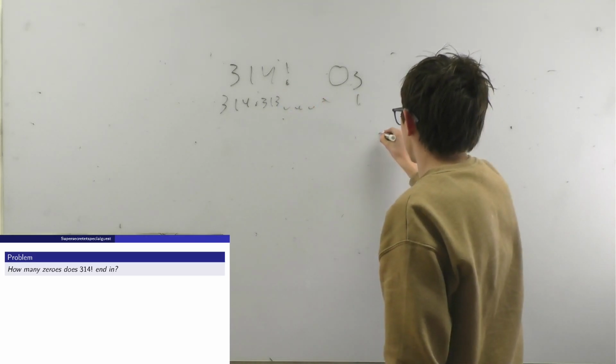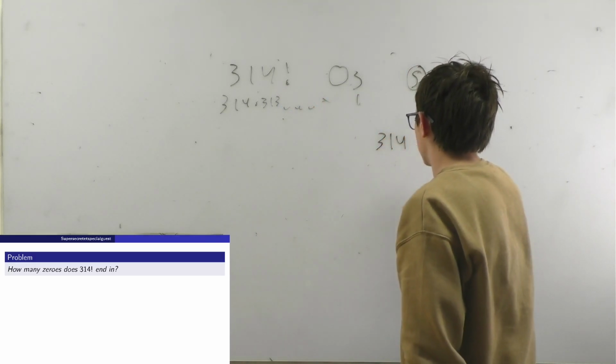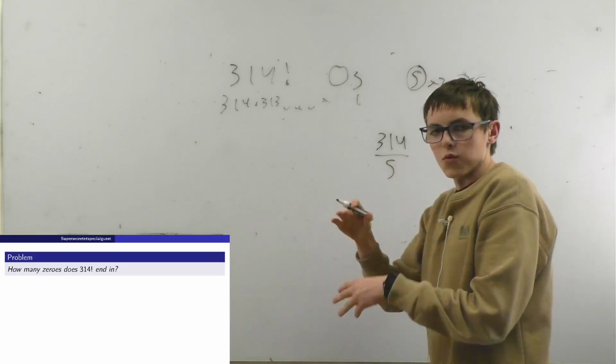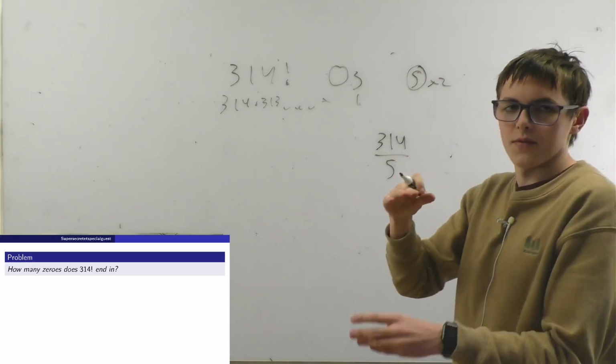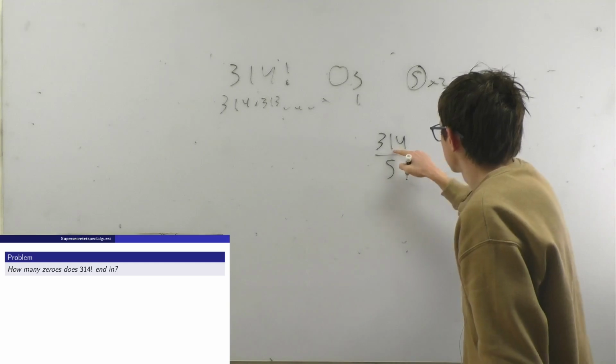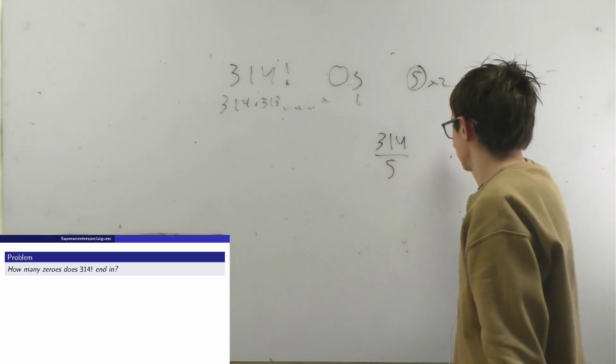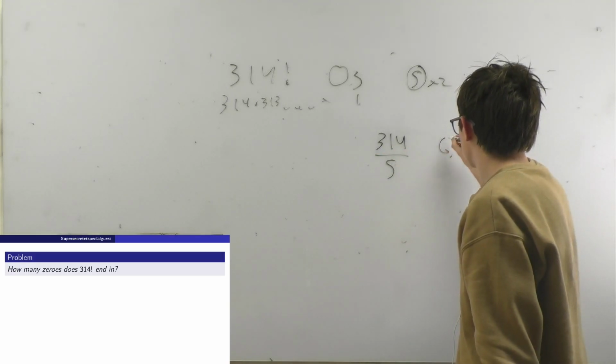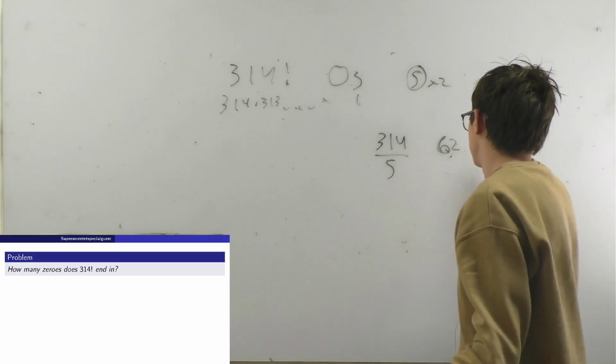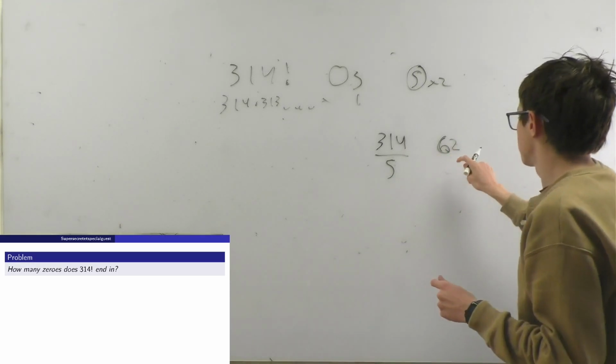So to find that, we do 314 divided by 5. That's 1/5 of them. 1/5 of them have 1 five, which is, I don't know how many, 62? 62 point something, but we don't care about that. So this is how many just have 1 five.